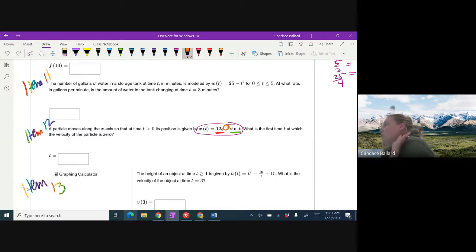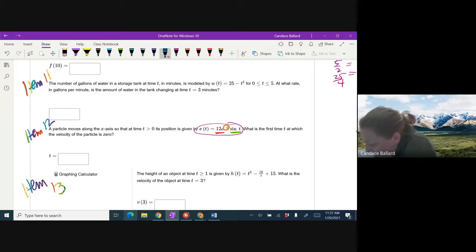So I 100% guarantee somewhere on the test, I'm not gonna tell you where, there is probably gonna be a product rule. Maybe not a chain in a product, but I will probably put some kind of product rule on the test. So make sure you understand the product rule because we wanna keep it fresh, okay? All right, so we are gonna start taking this derivative.